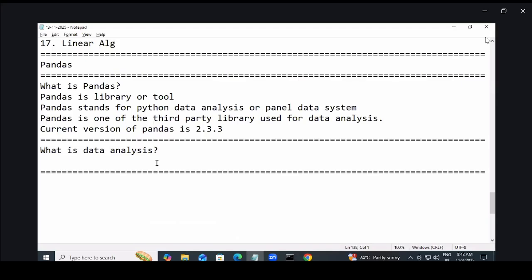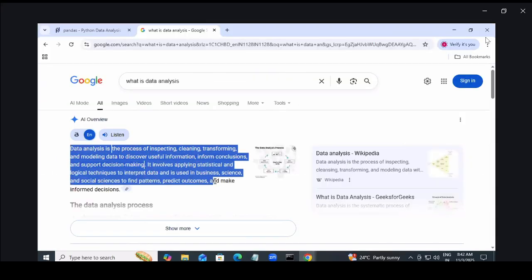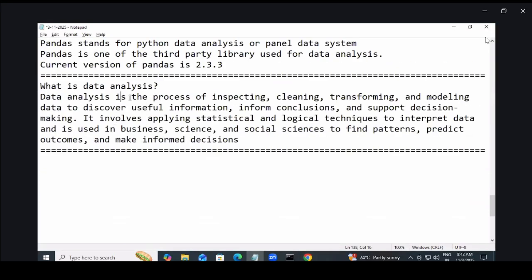So what is data analysis? Data analysis is a technique. Here, I'm taking the complete definition. Data analysis is a process of inspecting, cleaning, transforming, and modeling data to discover useful information, conclusions, and support decision making. It involves statistical and logical techniques to interpret data, and is used in business, science, and social sciences to find patterns and predict outcomes.